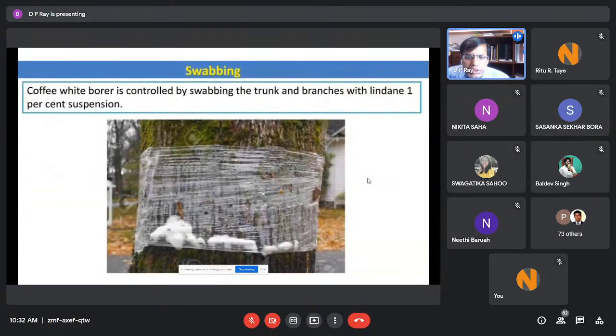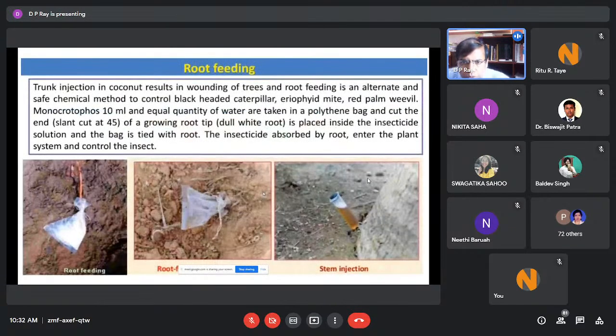So these are the things, and swabbing is also done. Coffee white borer is controlled by swabbing the trunk and branches with lindane 1% suspension. So root feeding in coconut, it is also very common.